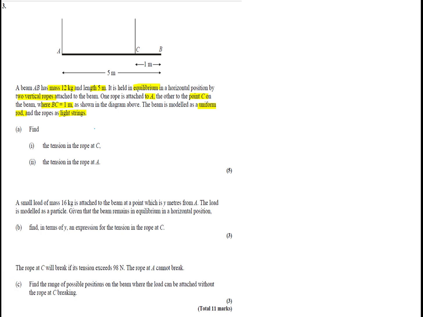So let's label what we can. It's uniform, so the centre of mass is in the middle. It's 12G. And let's be clear, let's make that 2.5. That's 2.5. Wonderful. The tension, that's C. So I'm just going to call that TC, TA. So holding equilibrium, we need to find this tension C here.